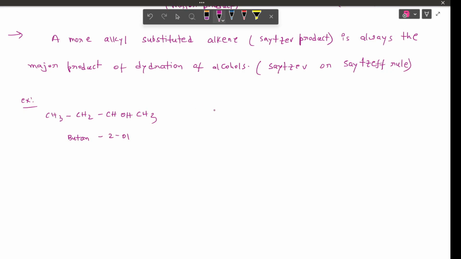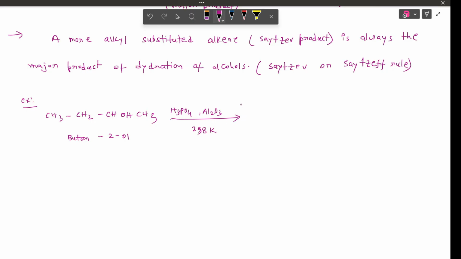Now here we are giving phosphoric acid, H3PO4, or Al2O3. Here the temperature of 298 Kelvin is required.